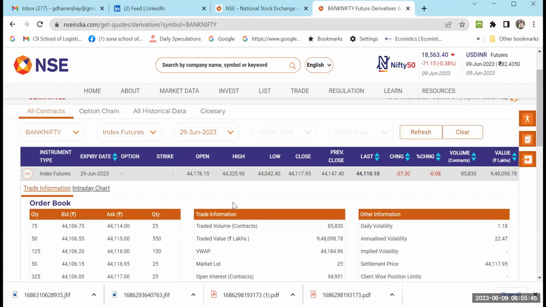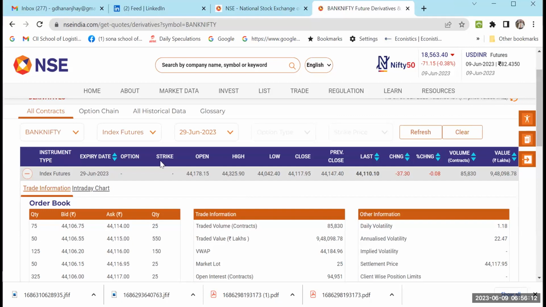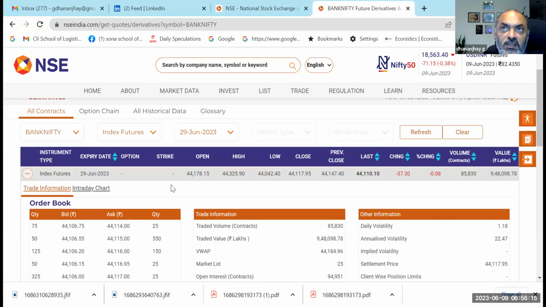Say I want a contract value of around 10 lakhs. Okay, sir. Nifty is something like 18,800. So they have fixed some 50. 18,800 into 50 means contract value something like 9 lakhs. Suppose you have seen TCS, some 275, Reliance 250, like that. This lot size is fixed by the exchange.